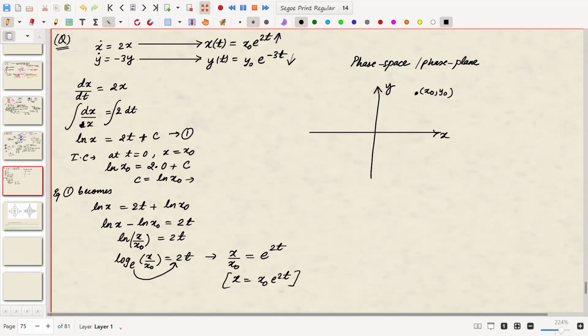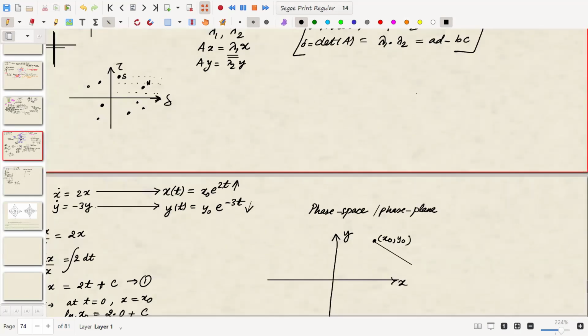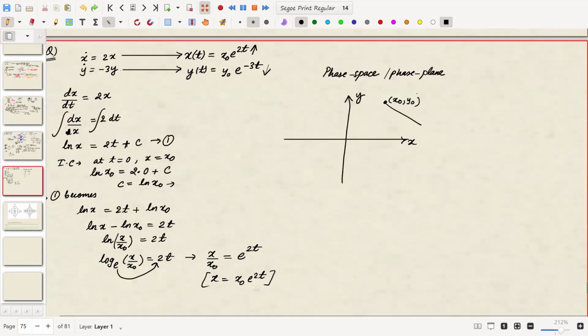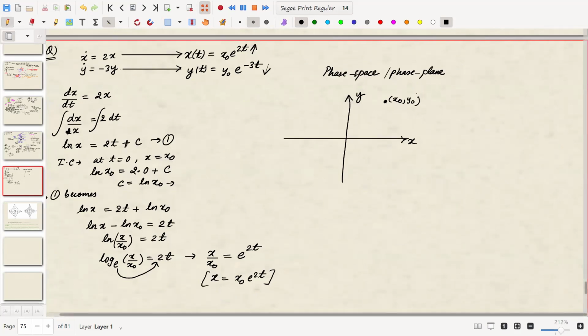So how should it look? It won't be linear. Will it be like this? No, it won't be like that. Upward? You think properly. If it goes upward, that means you are saying y is increasing. But y is actually decreasing, isn't it?